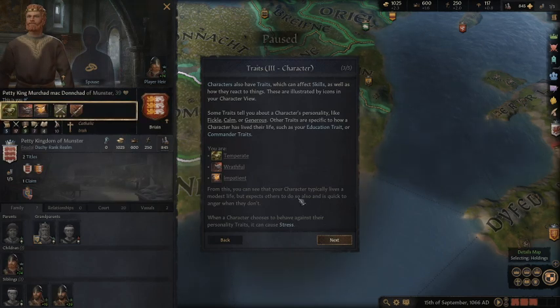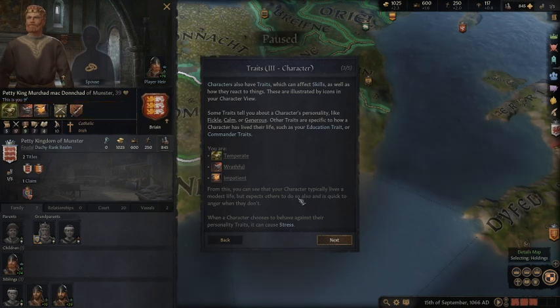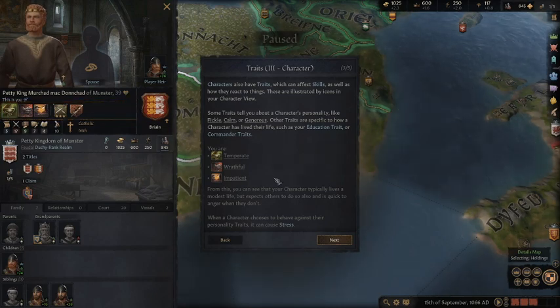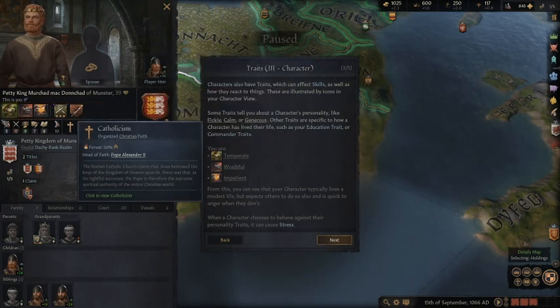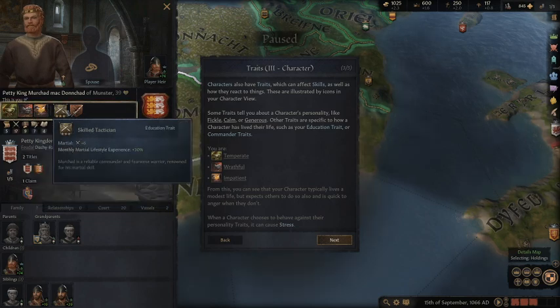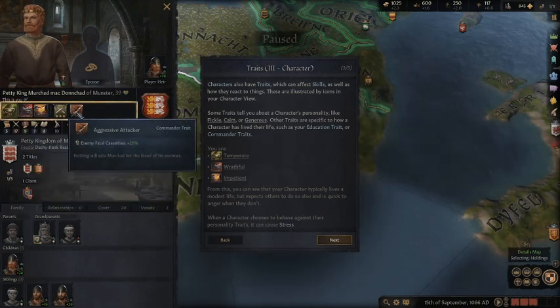Characters also have traits, which can affect skills as well as how they react to things. These are illuminated by icons in their character view. Some traits tell you about a character's personality, like fickle, calm, or generous. Other traits are specific to how a character has lived their life, such as your education trait or commander traits. So I've got temperate, wrathful, impatient, skilled tactician, and aggressive attacker.